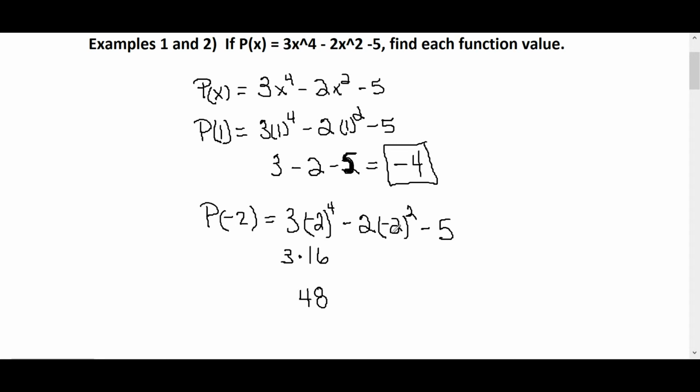Okay. Negative 2 to the 2nd power is 4. 4 times negative 2 is negative 8. And finally, the minus 5. All right, so that ends up being 48 minus 8, which is 40, minus 5, which is 35. And there you have it. Using function notation and doing my substitution, I evaluate the functions and I get my correct answers.